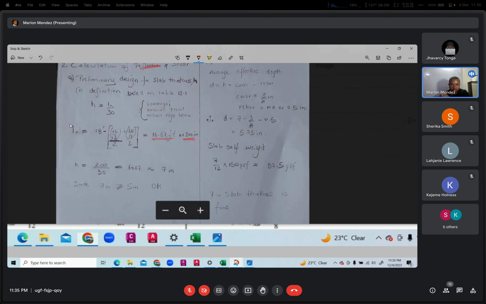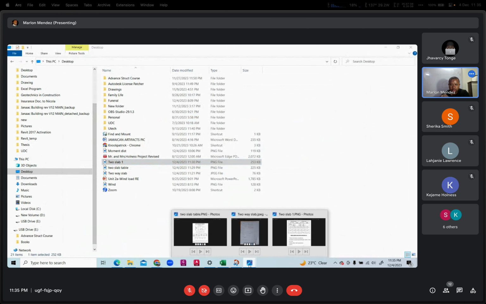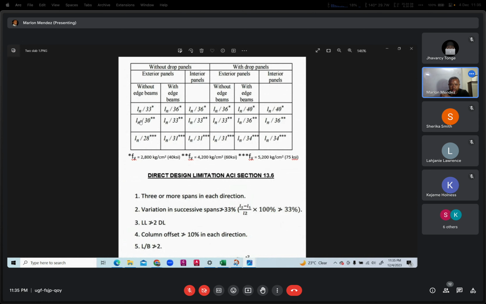But remember, I want you to note that this deflection we are finding is using the equation as is, without edge beams, with edge beam interior panels. So in a case like this, it is important that you find it for the edge beam, without edge beam, but you also have the internal to look at as well.